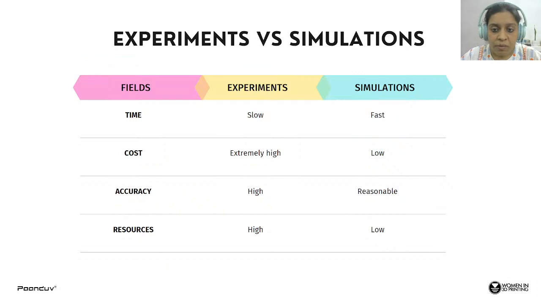The accuracy for experiments is unbeatable. It is very high, but simulation accuracy can be reasonably high depending upon the physics you are using, whether you are using some approximation or not, and how well balanced those parameters are. So it can give you reasonably accurate results also. And resource wise, experiments consume a lot of manual effort and a lot of power. So this is really resource intensive. But for simulations, if you have a good computational machine, very few resources are required.